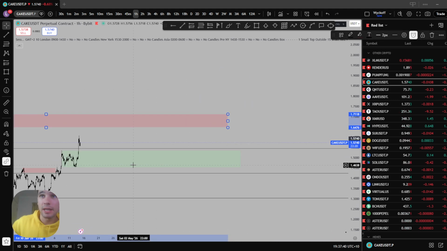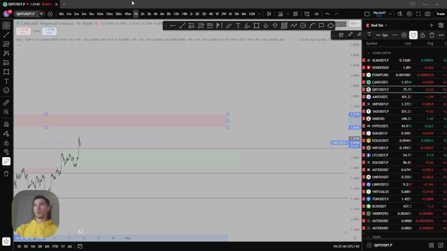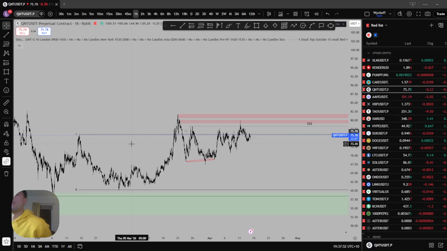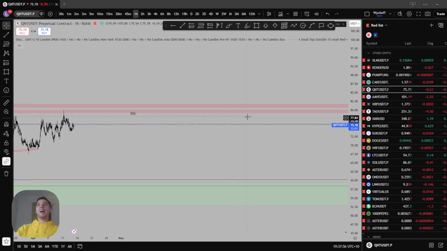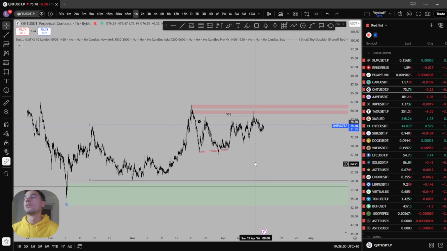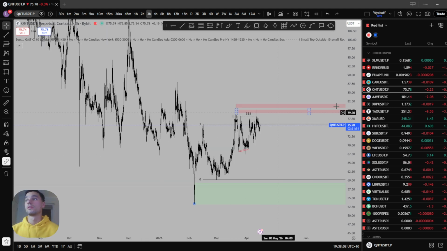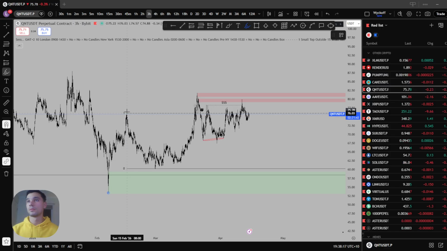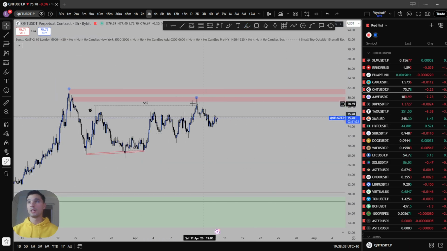I'm a lot more interested in this demand and how price is going to react from it. Let's have a look at Quant. Technically speaking, we are in a confirmed distribution, and you have demand below. Beautiful sweep of liquidity, beautiful respect of supply. The only thing that I don't like is that we're leaving behind quite a bit of buy side.